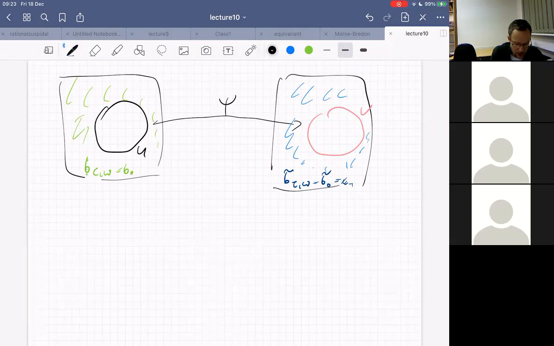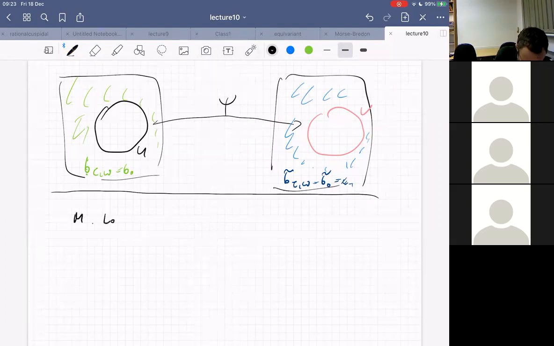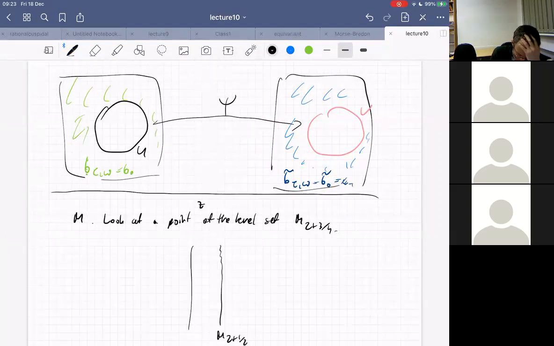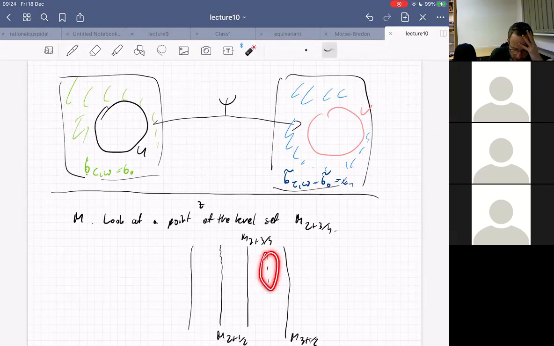So now we come back to our manifold M. Look at a point on the level set. Choose any point Z on the level set M, let's say at the level two plus three over four. So we have here M two plus one half, and here M three plus one half, but we have M two plus three over four. So before we pass, we have index three critical points, but after we had index two critical points. These are index three critical points. And we choose a point Z.